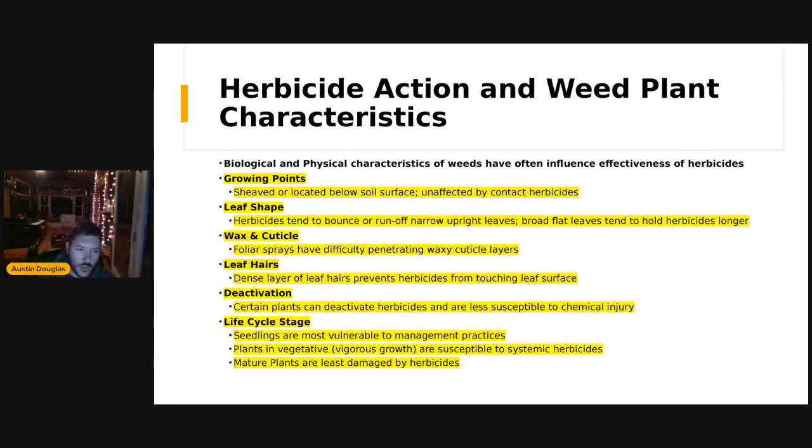Now, I do want to jump in here. As far as waxy cuticles, things like that, they do have penetrants. They do have things that can help you get that herbicide down to where you need it to go. So definitely look into the various surfactants and adjuvants that you can buy. Leaf hair, same thing. Leaf shape, same thing. You could get stickers, you could get spreaders to add into your spray that make it more effective.